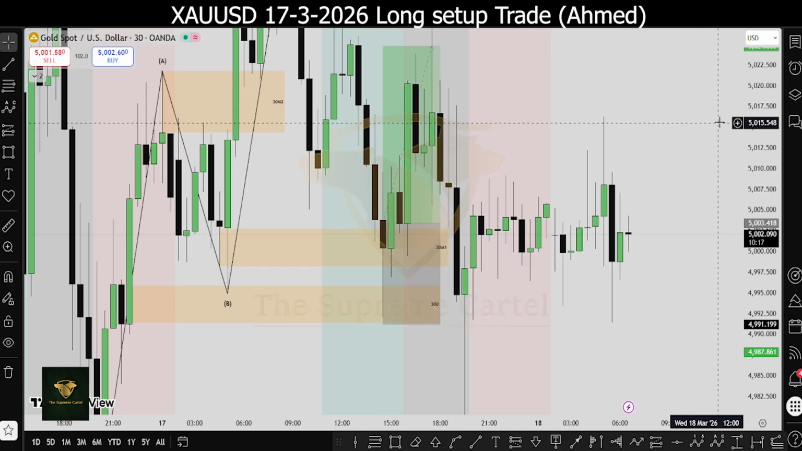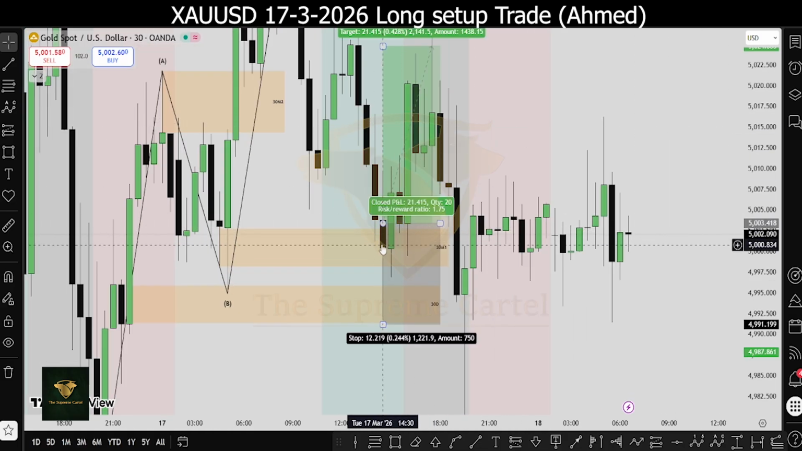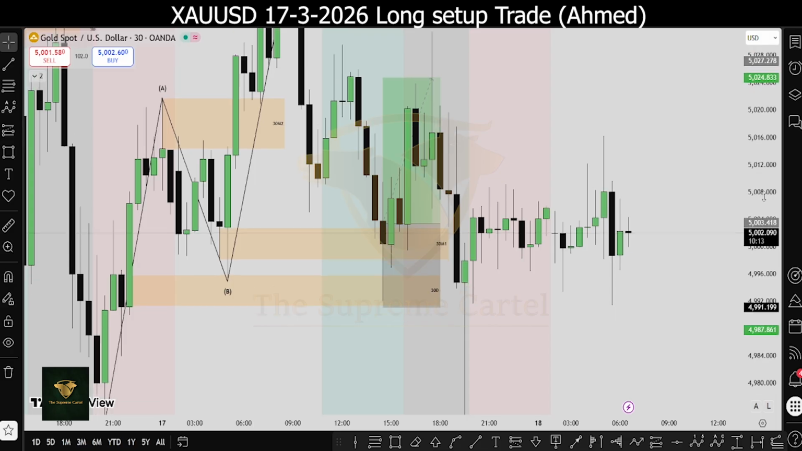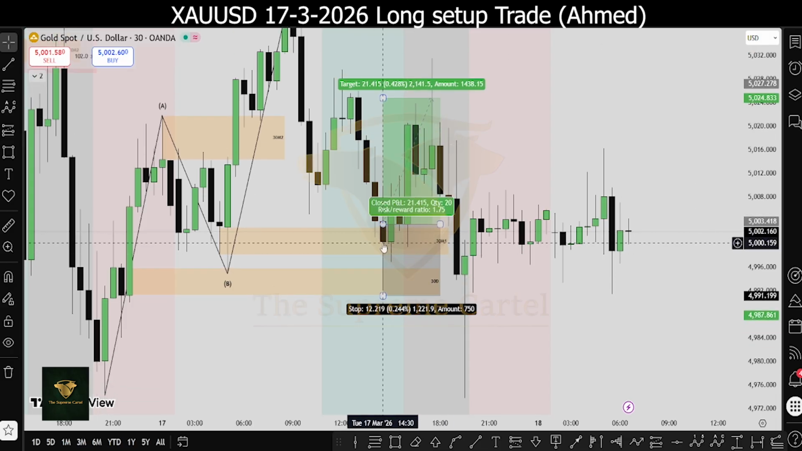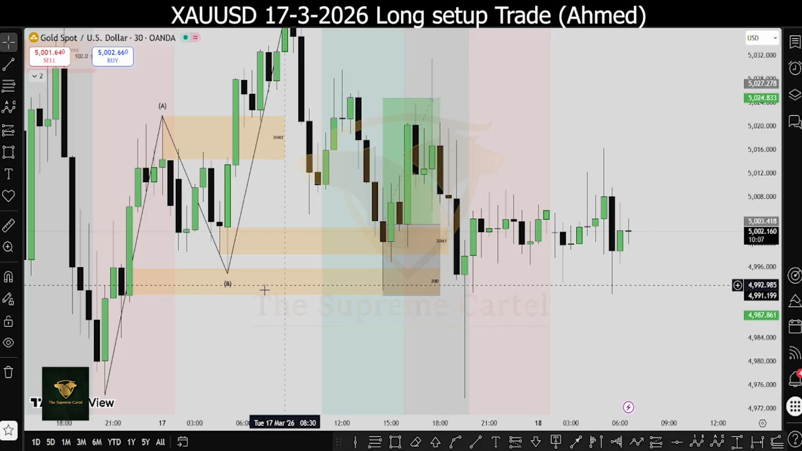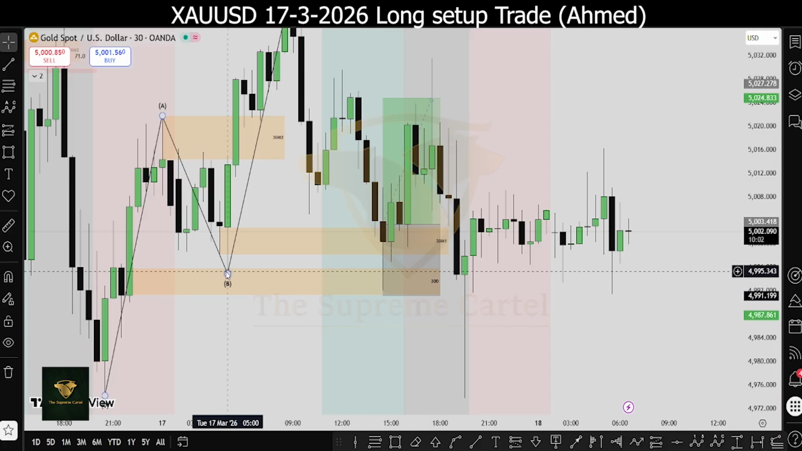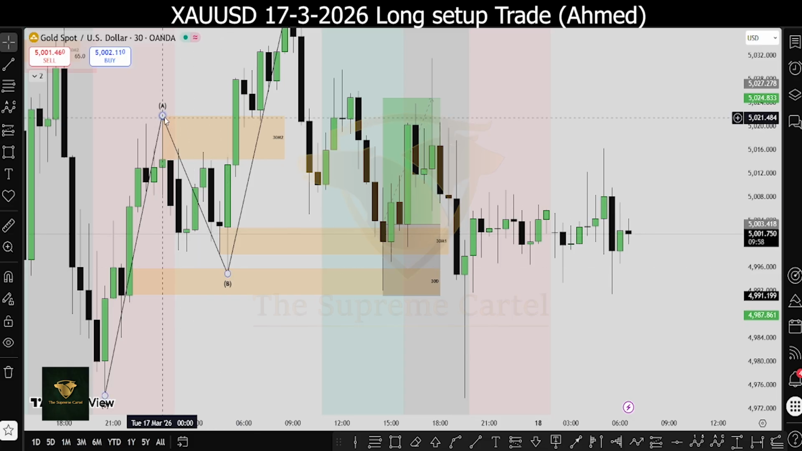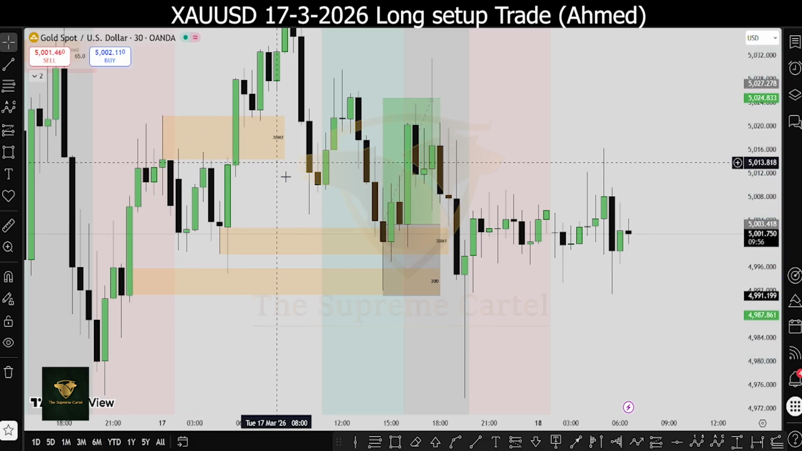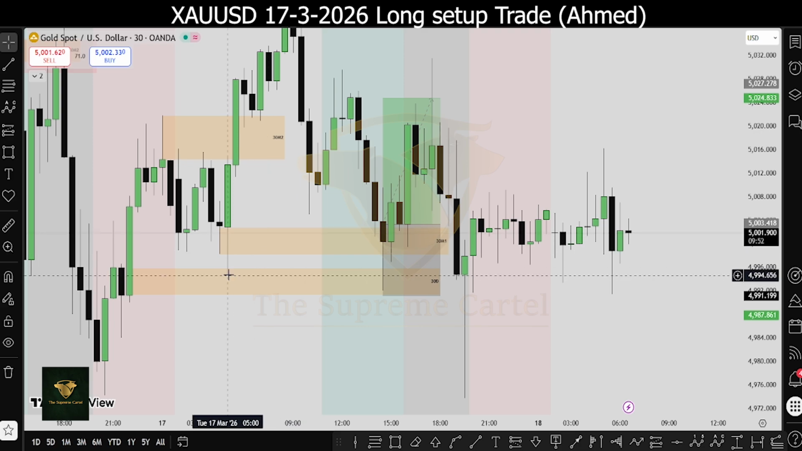So what I did, I waited for the candle to close. What exactly happened during the closing of this candle? The price actually came down and swept this Asian low. So this is my first confluence: the price has swept this specific low, which is the Asian low.